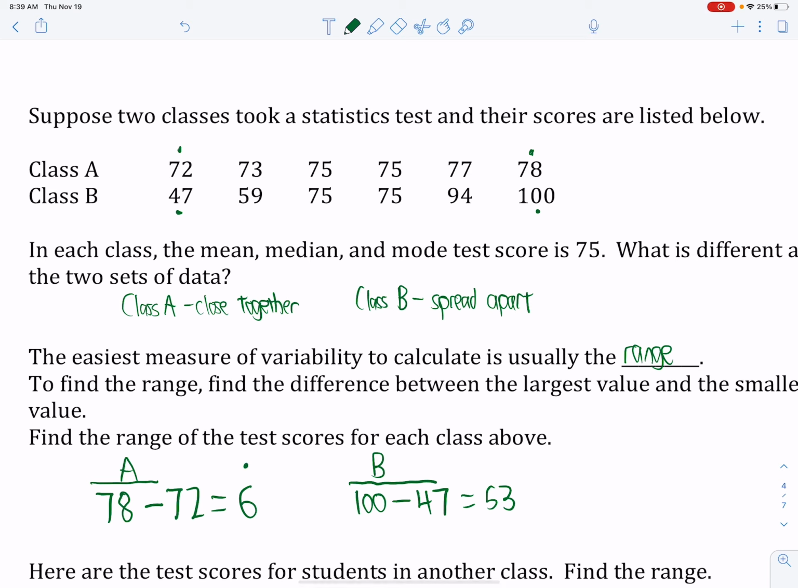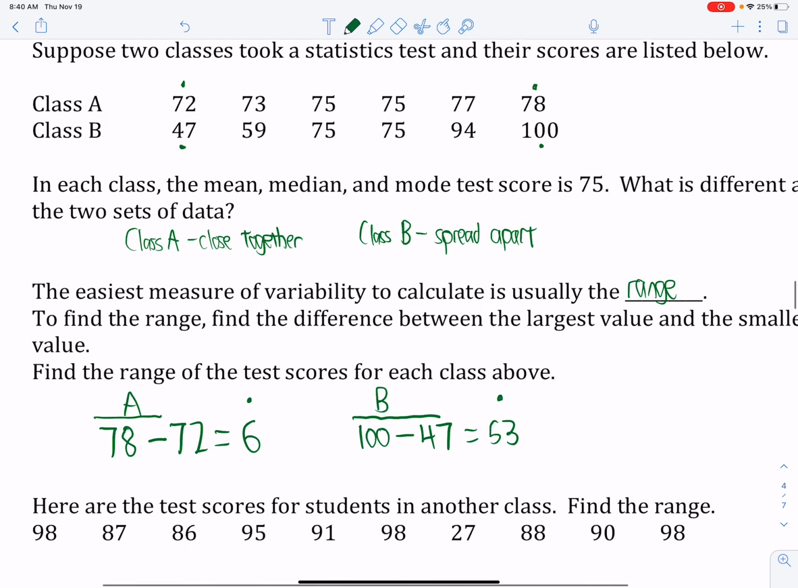Class A had a spread of 6. Class B had a spread of 53. So that makes sense that class B is much more spread apart than class A, based on those measures of spread. So if you tell someone the mean is 75 for a class, they could all be really close to 75. What you want to do is give them the mean and a measure of spread. So not only do they know where the center of the data is, they also have some idea of whether the data values are all close to the center or more widely spread apart.